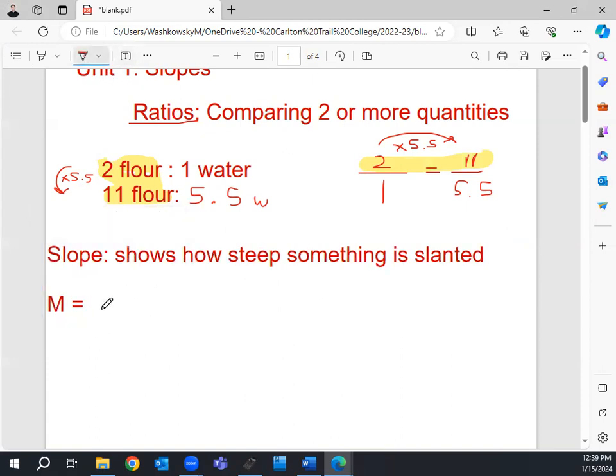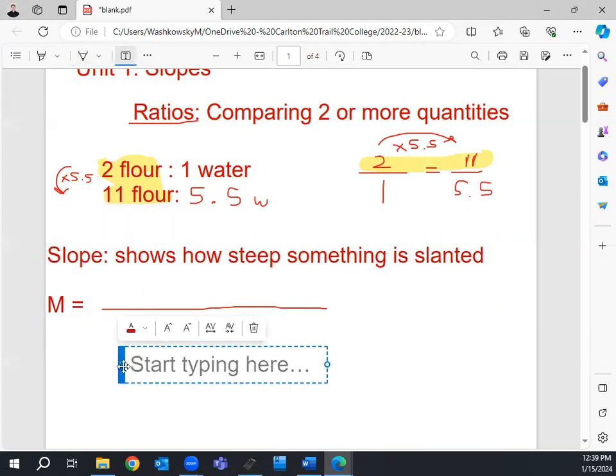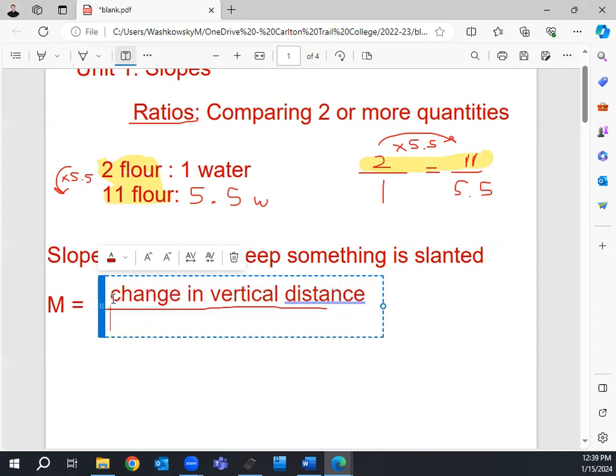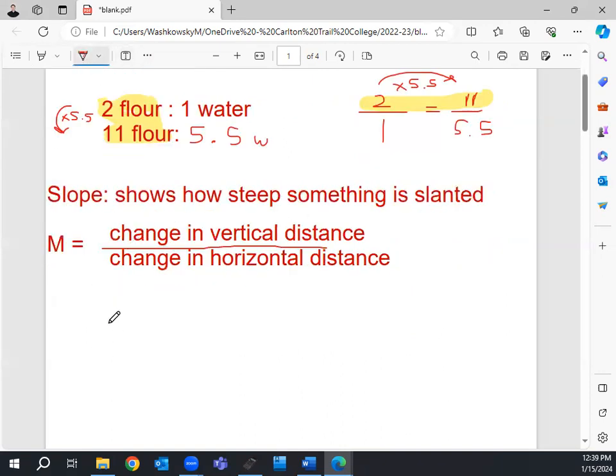M stands for slope, right? Whenever we say slope in math, we're lazy. We just use the word M. Technically, it's the change in vertical distance divided by the change in horizontal distance. And this kind of works its way into a couple of different formulas, right? But this is what it is at its key concept.